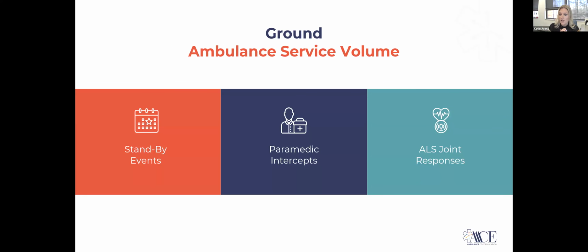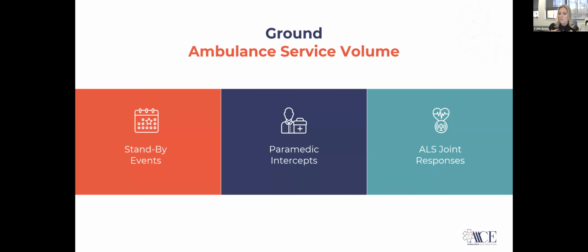Standby events, they do ask whether or not you perform standby events. These are medical standby events, so you would say yes or no. It's not a number here, but yes or no. One thing to note when you're looking at your volume, a standby event would count as a ground ambulance response or transport only if you provide medical care to a patient.